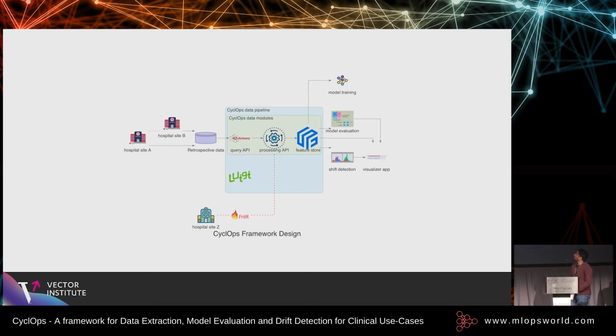And after you add these features to the feature store, that's where the interface is with all the downstream tasks like model training, evaluation, dataset shift detection, and visualization. And for orchestrating the data pipeline workflows, currently we're using Luigi, but this is flexible. We can easily switch to Prefect or some other tool as well.